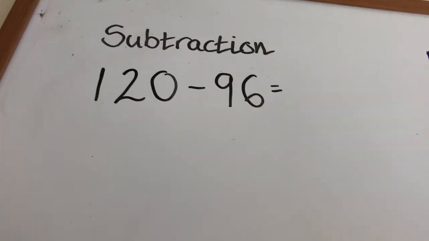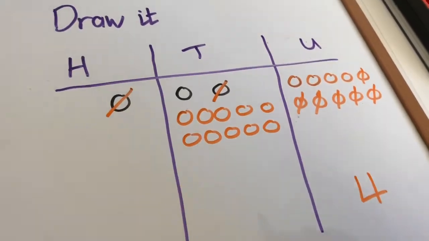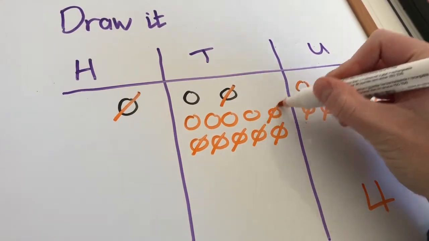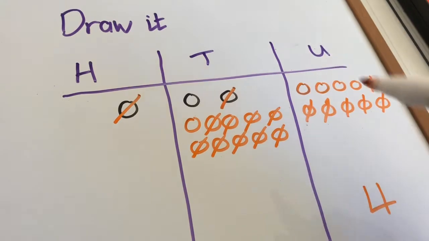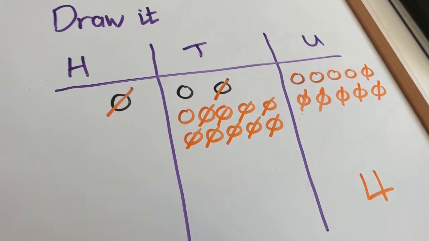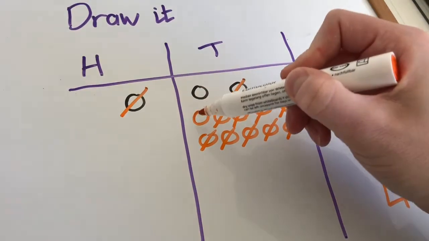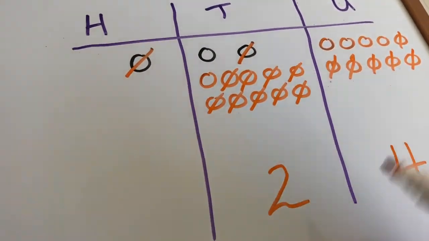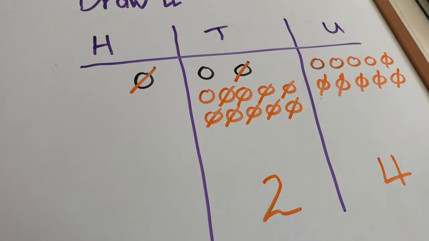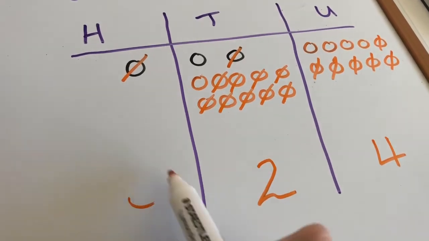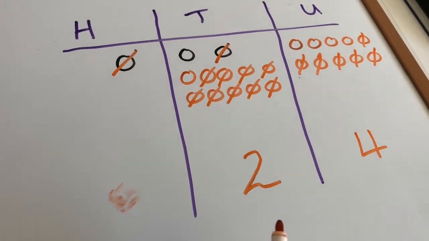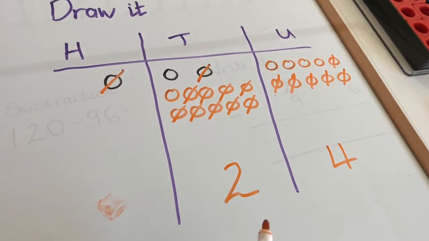So I've got 96, I need to take away 9 of these. 1, 2, 3, 4, 5, 6, 7, 8, 9. Remember to cross out as you go, that way you won't miscount. You can see I've got 1, 2 left uncrossed, so I've got 2 tens left. And then if I look in the hundreds, I've got no hundreds left. So technically there'd be a 0 in here, but we don't write that because we don't need to. So that leaves me with the answer of 24.